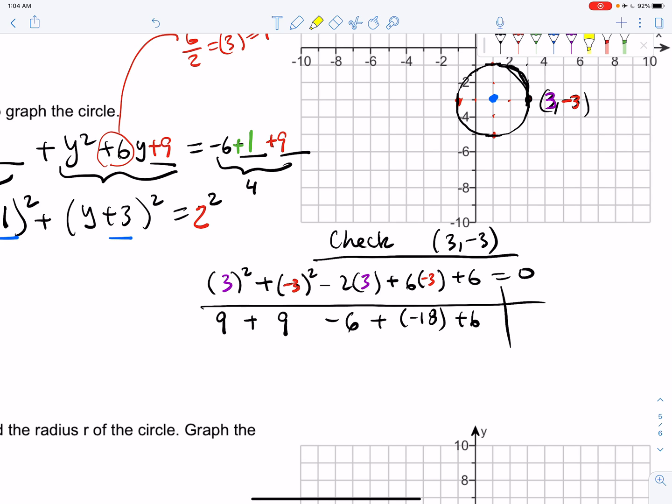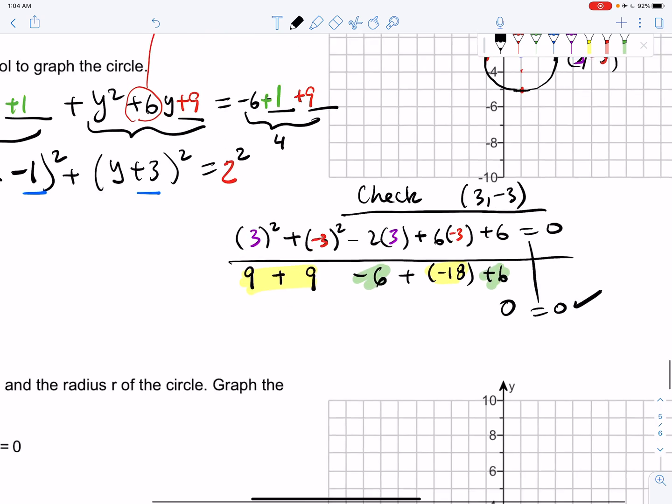So you can kind of see that when I add these two together, I get positive 18 and negative 18, so that zeroes out. And a negative 6 and a positive 6, that zeroes out. And I'm left with a 0 on the left, which definitely equals 0 on the right. That definitely is the correct point, and I'm pretty sure the rest of it's right. I would have to test a little more, but that is correct.